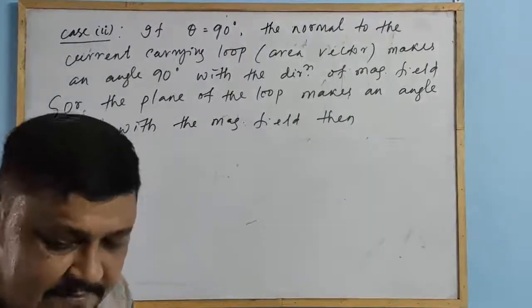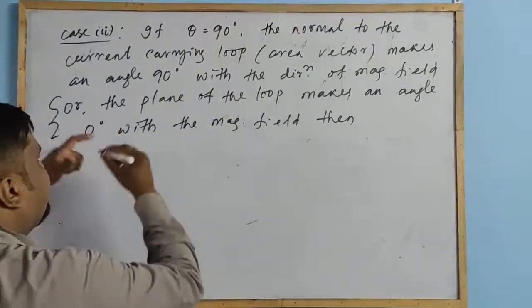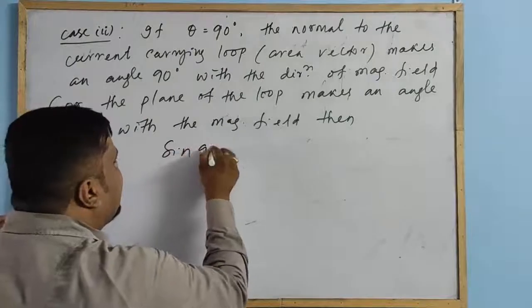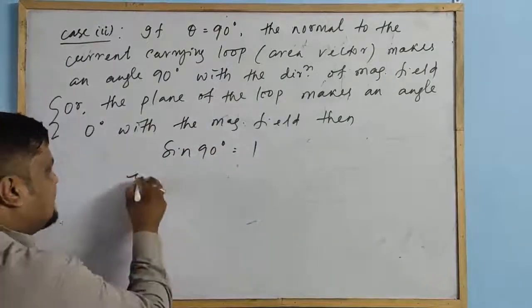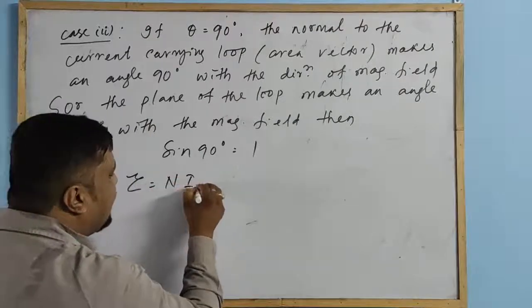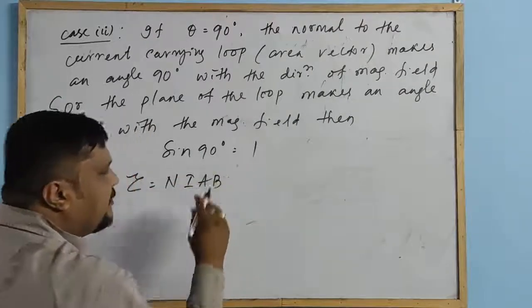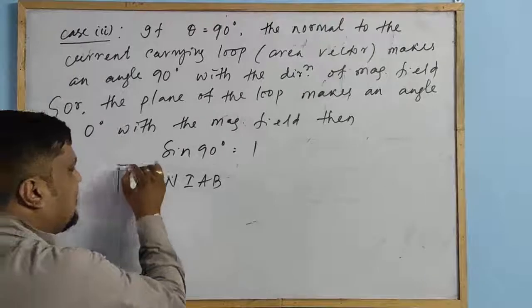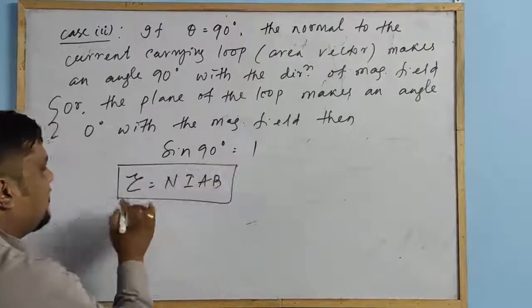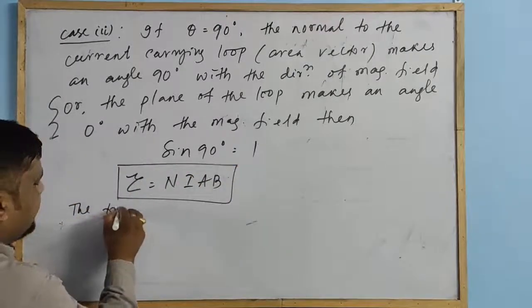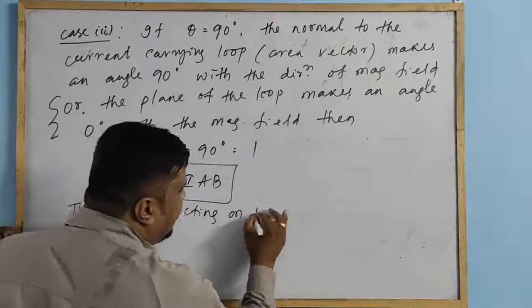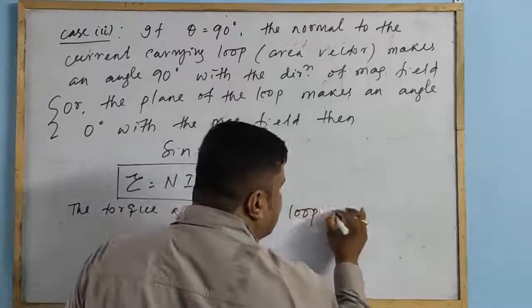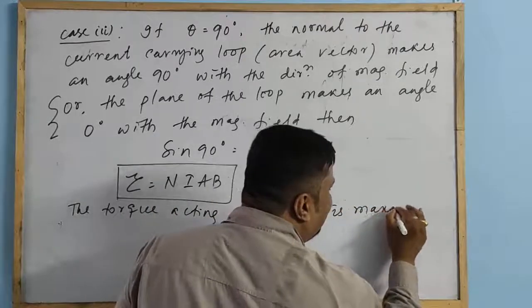Then what is the formula? Sin 90? Sin 90 degrees is equal to 1. Then tau is equal to NIAB into 1, sin 90. Torque, this is the maximum value. The torque acting on the loop is maximum.